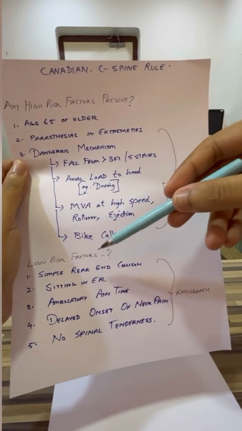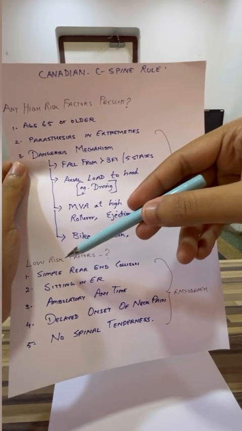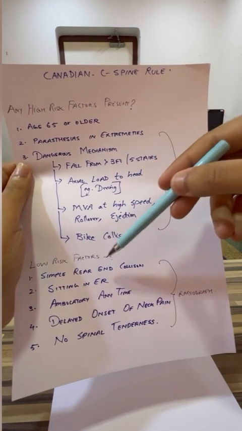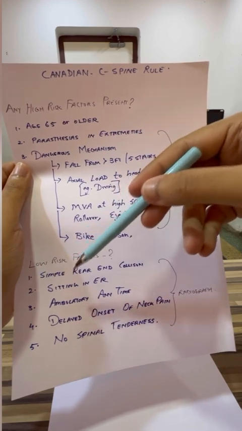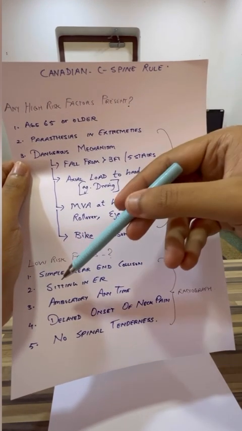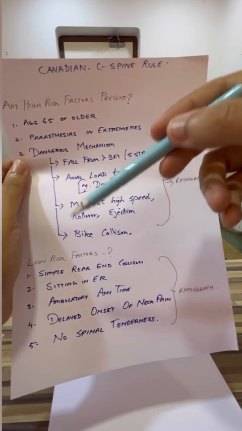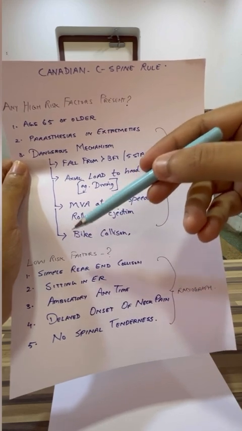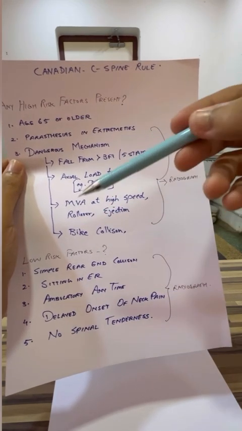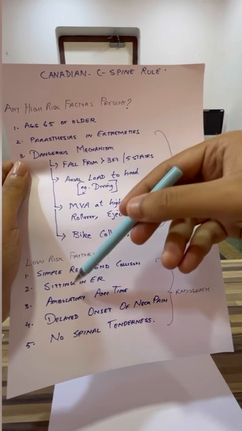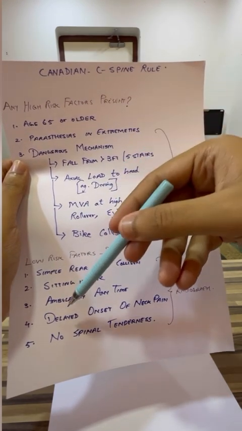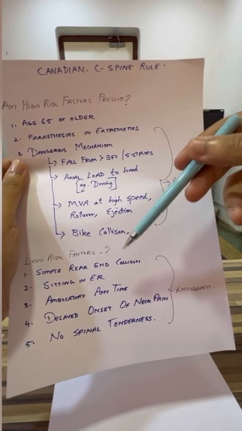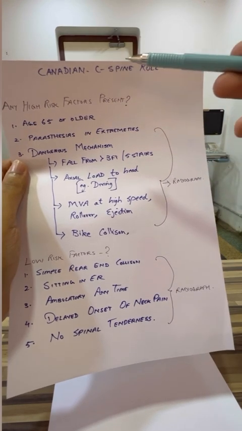But coming to the low risk factors: whether the patient has had a simple rear end collision, whether the patient is sitting in a stable way, or is ambulatory at any time, and delayed onset of neck pain, which means that if we ask immediately, the patient won't have any pain at the time of trauma, but later, over time, the patient will have pain. And the last one is no spinal tenderness. So if the patient comes under these risk factors also, you should go for the radiograph as per the Canadian C-spine rule.